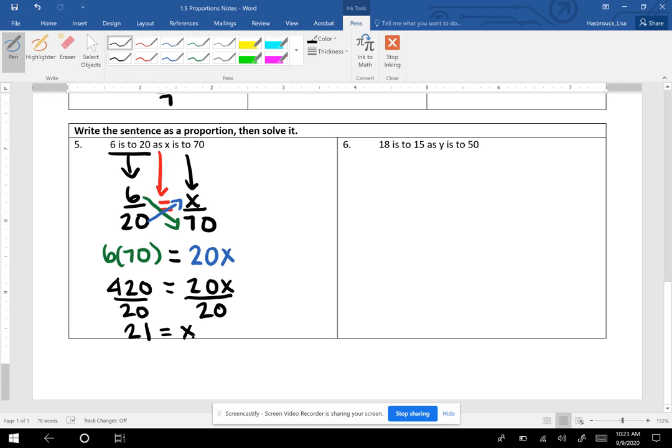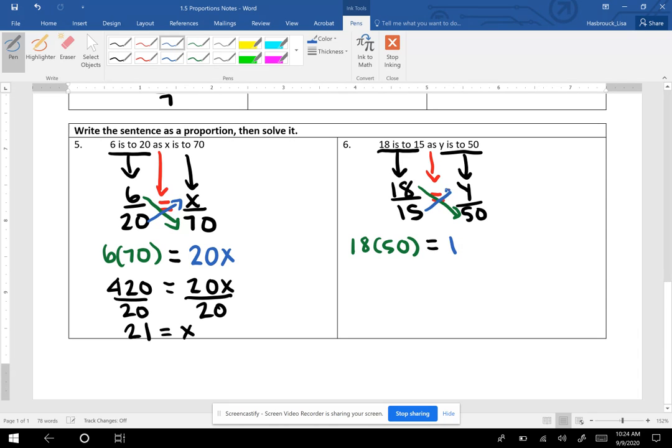We will follow the same process for number 6. 18 is to 15. We write that as a fraction. As means equals. And then we have y is to 50, another fraction. From there, now that we have our proportion written out, we can cross multiply. 18 times 50 equals 15 times y.